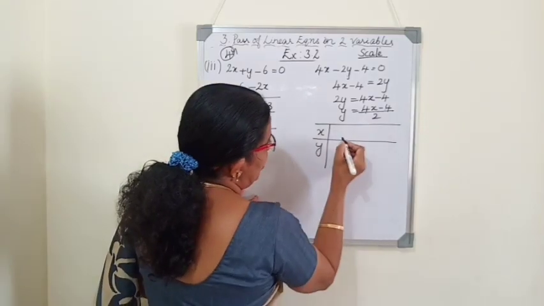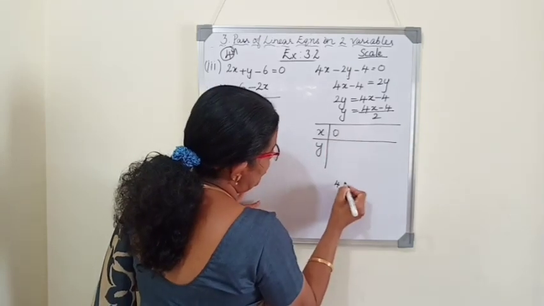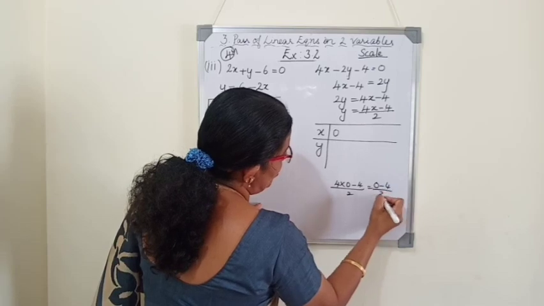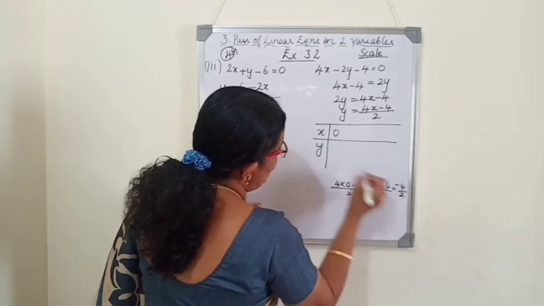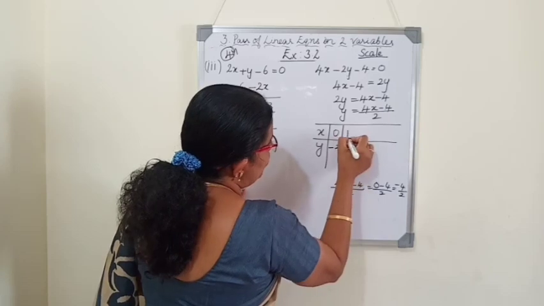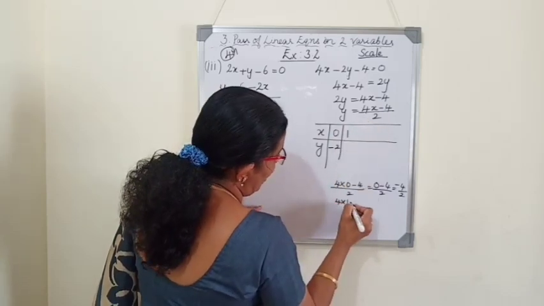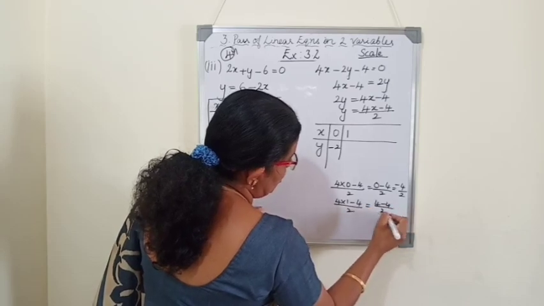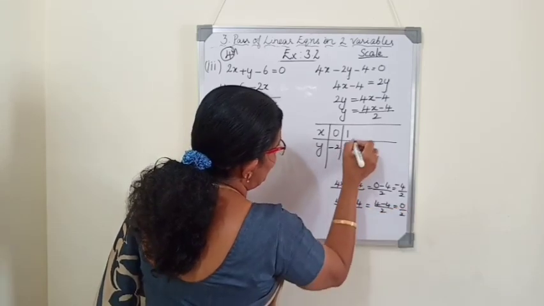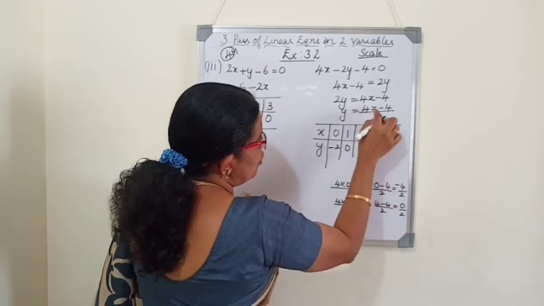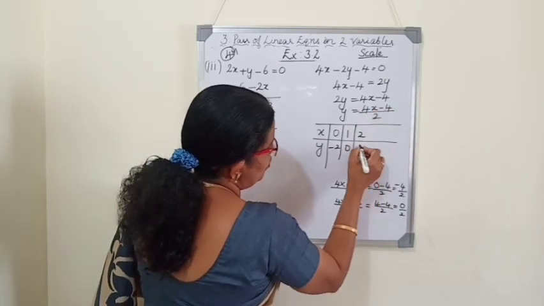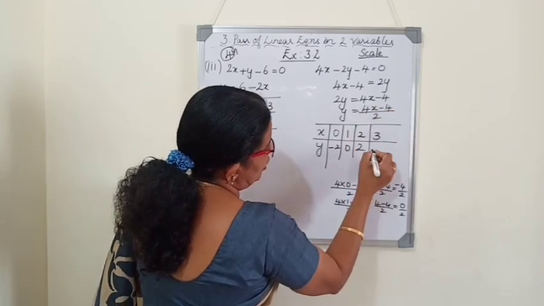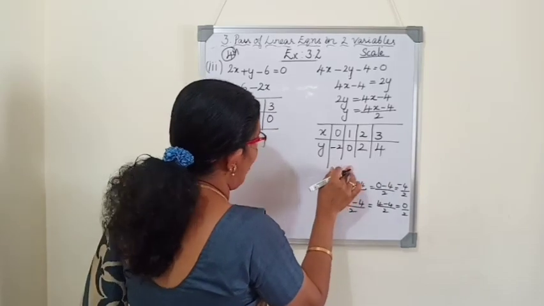Next one, when x is 0, 4 into 0 minus 4 by 2. That is 0 minus 4 by 2. 0 minus 4 is minus 4 by 2, minus 2. When x is 1, 4 into 1 minus 4 by 2. 4 into 1, 4. 4 minus 4, 0 by 2, it is 0. Again x is 2, 4 into 2, 8. 8 minus 4, 4 by 2, 2. x is 3, 4 into 3, 12. 12 minus 4, 8 by 2, 4. So these are the values for x and y.